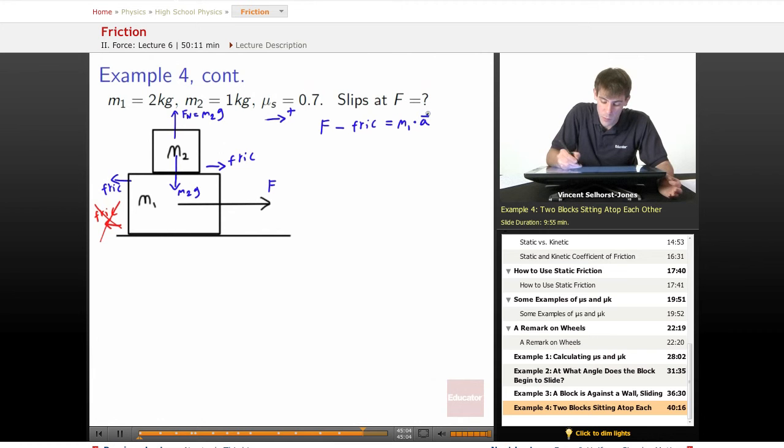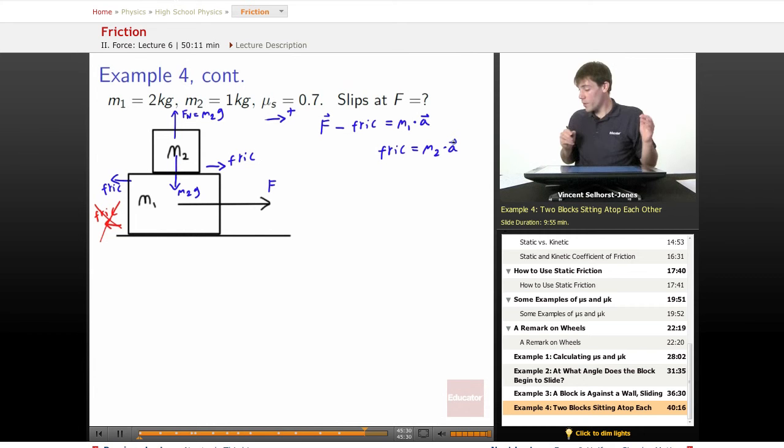We'll make these all vectors, but it doesn't really have to be because we understand the directions, because they've been dealt with. Technically this one can't because it's a minus here and we have positive, but anyway. So F minus friction equals M1 times A. What is the forces on M2? Well, just friction equals M2 times A.